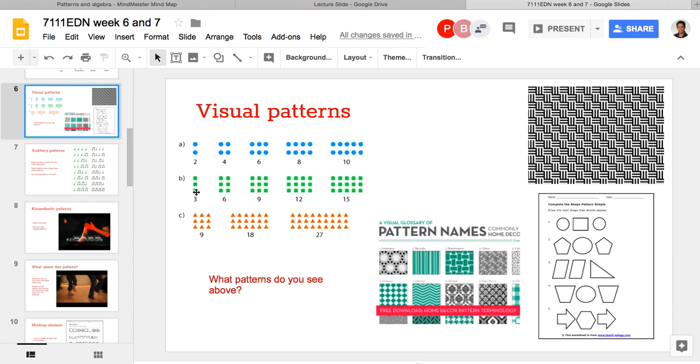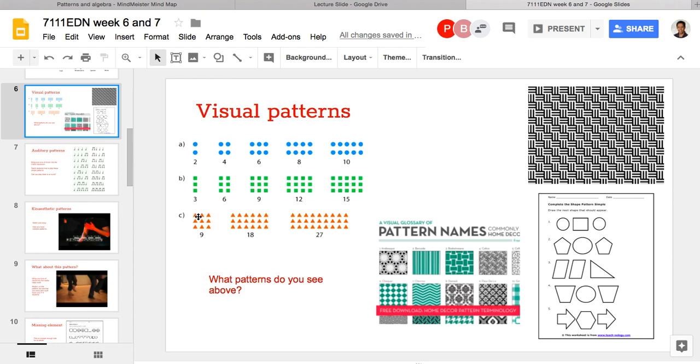Here that pattern's extended to the 3s. So we're now skip counting in 3, 3, 6, 9, 12, 15, and so forth. Here's that visual representation, a pictorial representation, so 3 blocks stacked on one another, 2 lots of 3, 3 lots of 3, 4, 5 lots of 3.